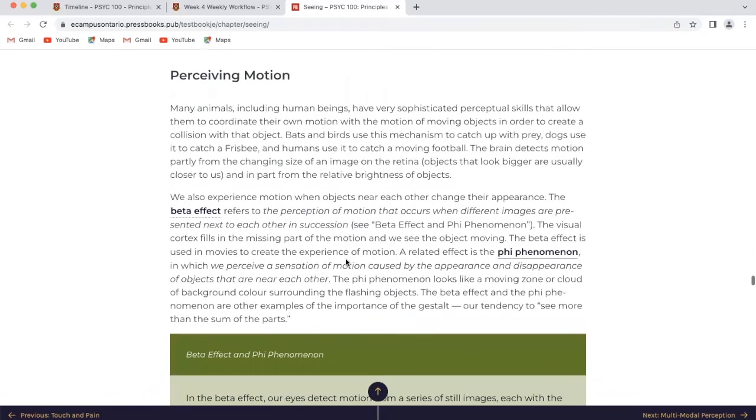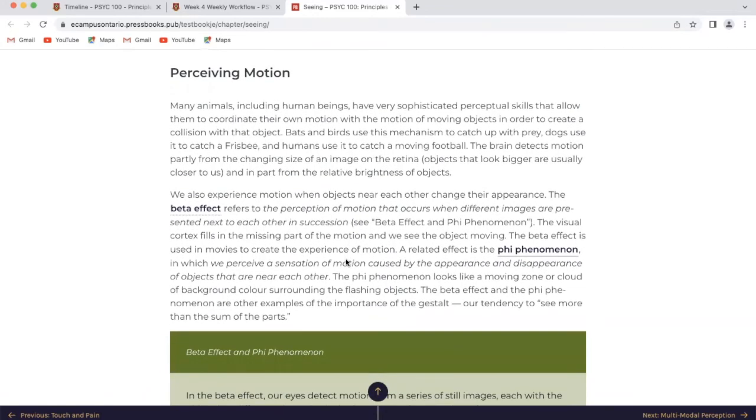Perceiving motion. Many animals, including human beings, have very sophisticated perceptual skills that allow them to coordinate their own motion with the motion of moving objects in order to create a collision with that object. Bats and birds use this mechanism to catch up with prey. Dogs use it to catch a frisbee, and humans use it to catch a moving football.